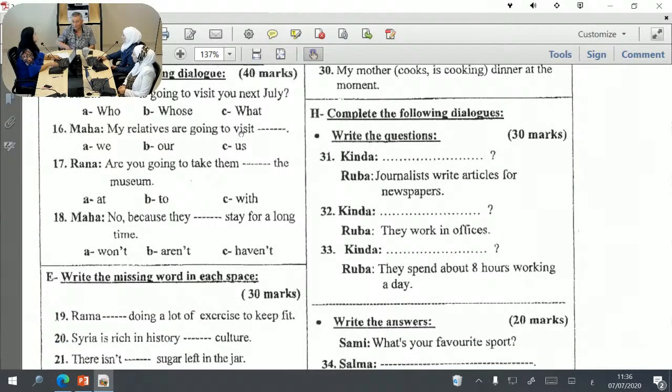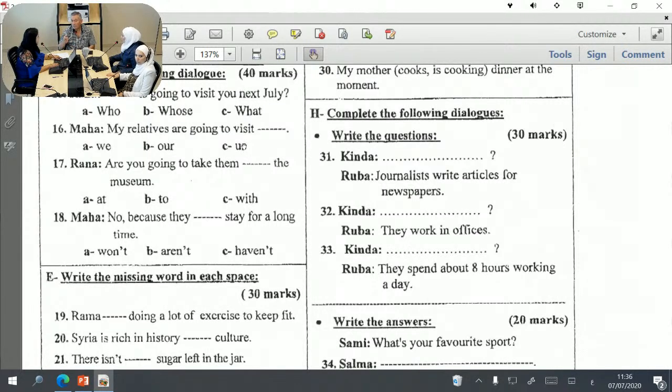Here we have a dialogue again. But here it's not only one word, it's a whole question, as we explained in the dialogue grammar. The student needs to read the whole answer. Journalists write articles for newspapers. We have many questions accepted here: who are journalists, or what do journalists do, or what do journalists write? So we can make it a yes/no question first if we are not sure. Do journalists write articles for newspapers?